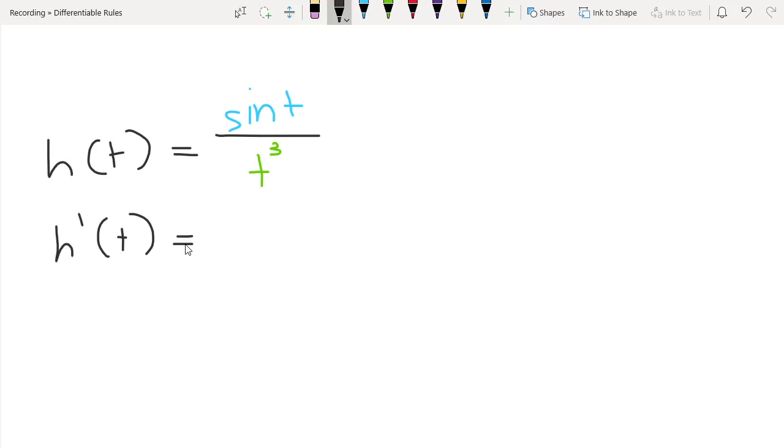Okay, so I'm assuming that you paused the video and did this, but if you didn't, here's how you would find the answer. So you take low, so low is t cubed in this instance, t cubed, and then you take d high, so you take the derivative of sine of t. So the derivative of sine of t is actually cosine of t.